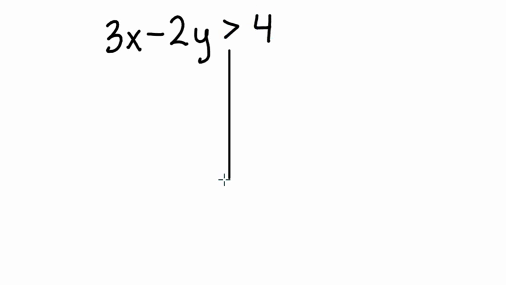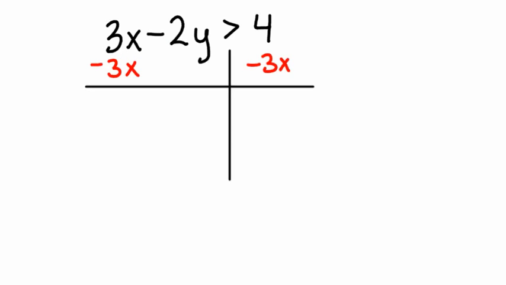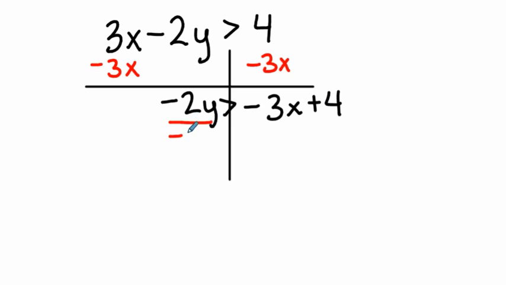Our inequality is 3x minus 2y is greater than 4. The first step we're going to do is subtract 3x from both sides. This leaves us with negative 2y is greater than negative 3x plus 4. Then we need to divide both sides by negative 2.